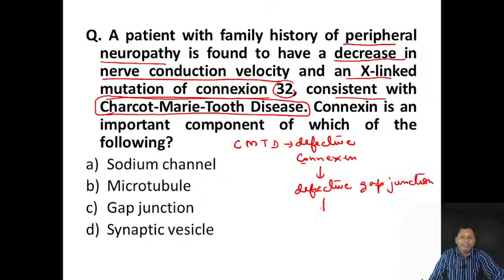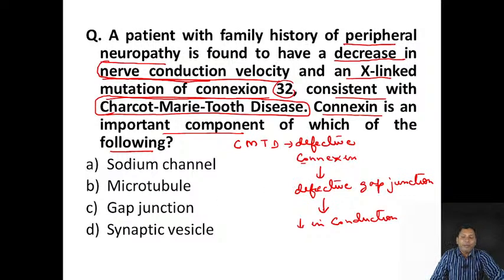And when the gap junctions are defective, what will it lead to? It will lead to the decrease in the conduction. Right, so decrease in the conduction here in the neuron. Here we are talking about the neuron, so this nerve conduction decreases. Right, so now what is the question asking? Connexin is an important component of which of the following? So connexin is an important component of the gap junction.